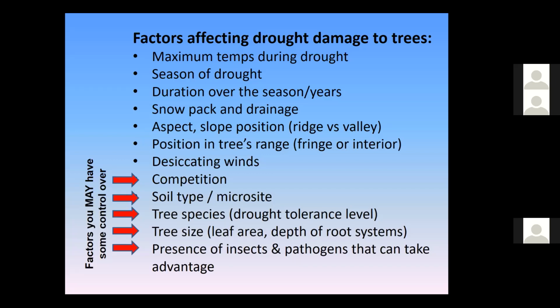So the bottom 5 there with the red arrows, these are things that you may have control over as you're managing your stand or planning a stand for planting, and what you're going to plant and where you're going to plant it and how much you're going to plant. So the big one is competition. So the trees are competing for water, nutrients, they're competing for light. And so obviously the biggest issue with competition and drought is water. And so you want to make sure to give your trees room to grow.